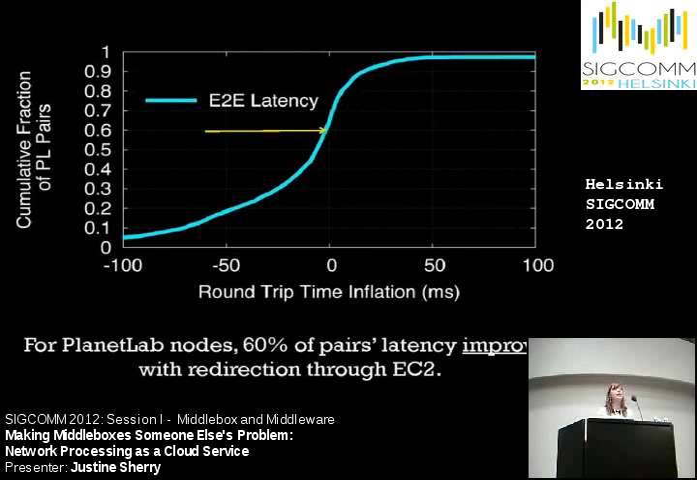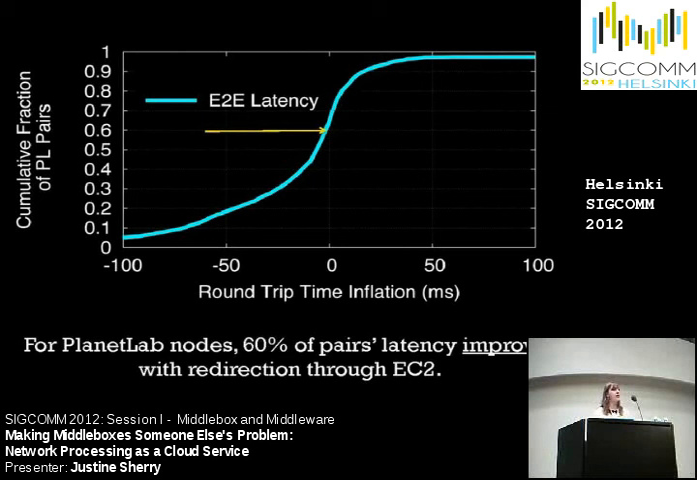We then took a second measurement, which was their latency with redirection through the best EC2 node. So this is the EC2 node that minimizes the round trip time between the 2. We then subtracted one from the other, and this is how we calculated what we called inflation. What we see here is that for 60% of these Planet Lab pairs, redirecting through EC2 had a negative inflation. That is, there was a net improvement by redirecting through EC2.